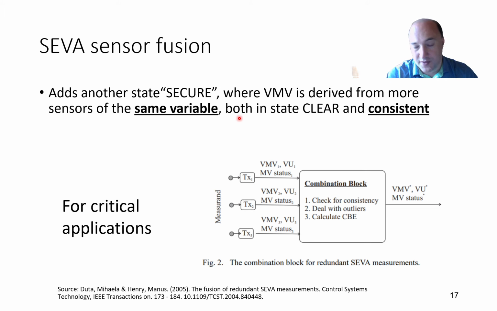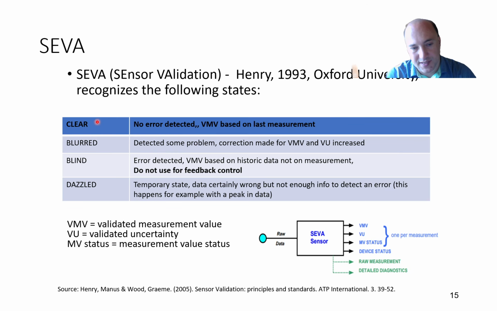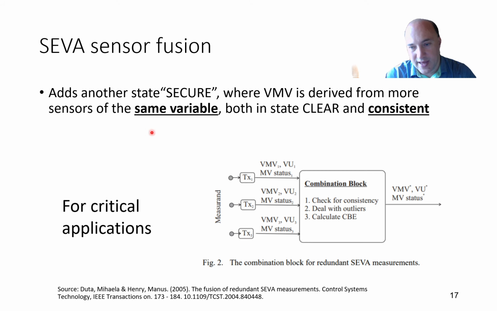Both variables, if it's, for example, two sensors, both sensors are in this state clear, so you do not detect any trouble. And moreover, both measurements are consistent. I will be talking about that on the next lecture, what this actually means. So this is an algorithm that is working for critical applications. Now I will not go into details how this works. You can take a look on this paper. I just want to stress out that this algorithm exists.